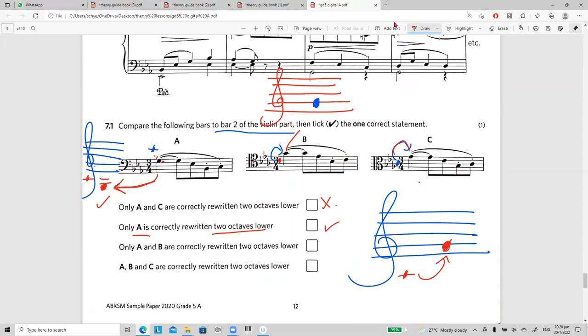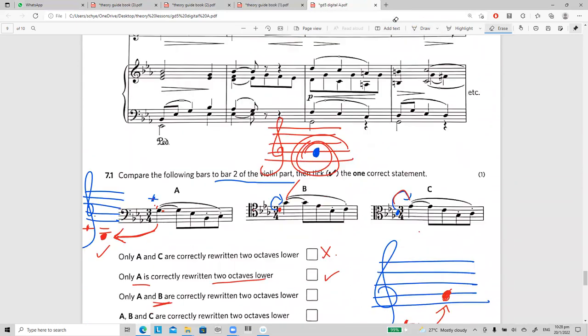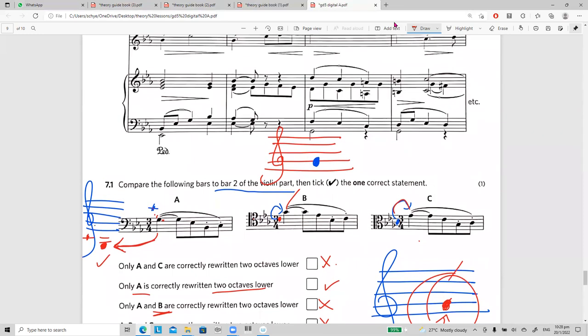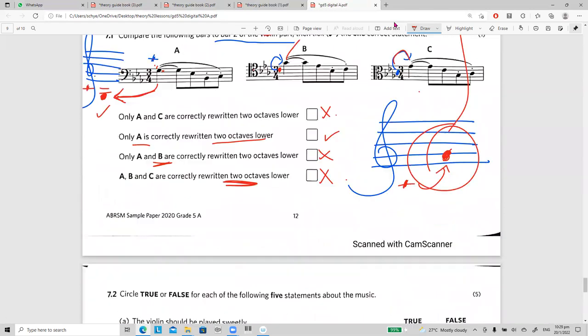So we see whether the rest are correct or not. A and B are written 2 octaves lower. So this G, they say this B is 2 octaves lower than this, which is wrong. It's 1 octave lower. So this one is out. A, B, C are written 2 octaves? No. Some of them are only 1 octave, like for example this one. This is only 1 octave lower than this note in bar 2. So this one is also out. It looks like only the second one is correct. So this is how you work out this answer.